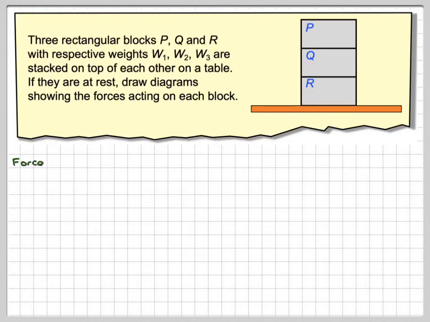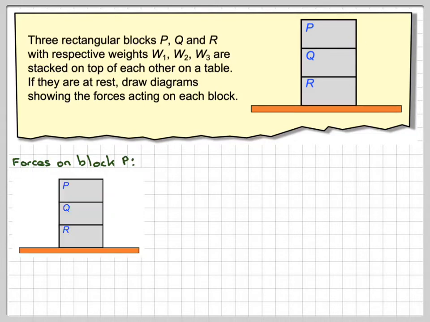So if we look for the forces on the first block, block P, I'm going to draw the whole stack. So we will have the weight acting down from the centre of the block, acting downwards, which is W1, and then there will be a reaction, which we're going to call R1, between block P and Q.